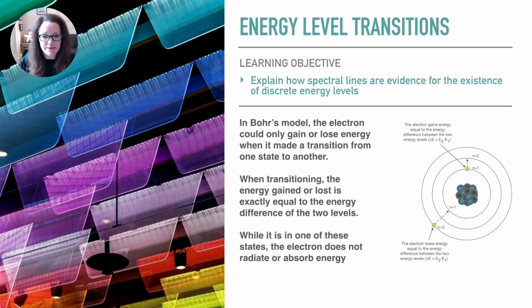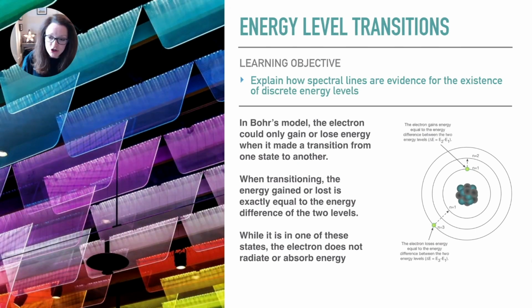Let's continue on this theme. Bohr said that these electrons could gain or lose energy only when they made a transition from one state to another. So if we look at the diagram over here, the top electron is in energy state n equals 1, and it wants to move to energy state n equals 2. So it gains energy to move between those two levels, or those two states. The amount of energy it gains is the amount of energy between those two energy levels.